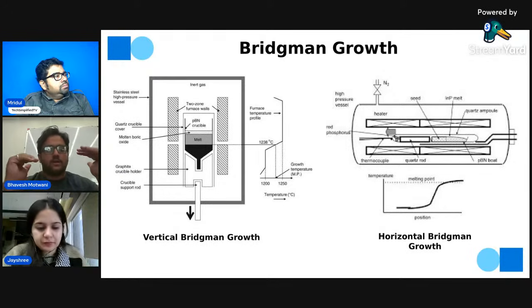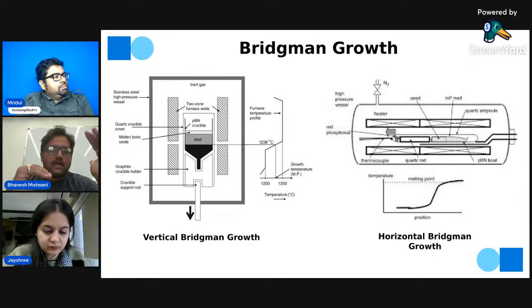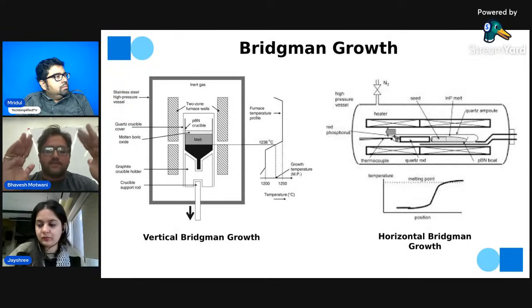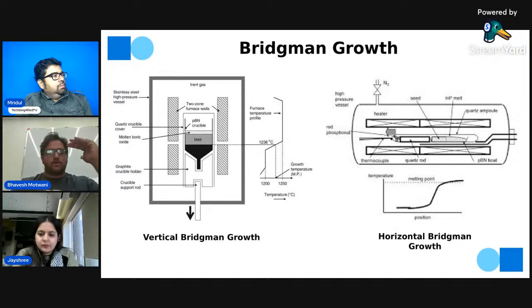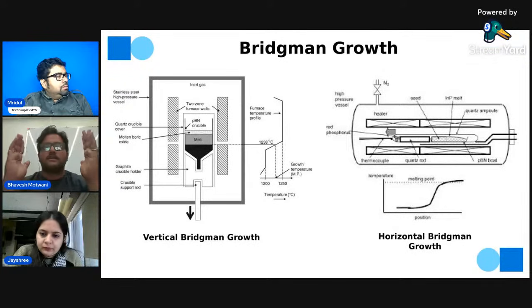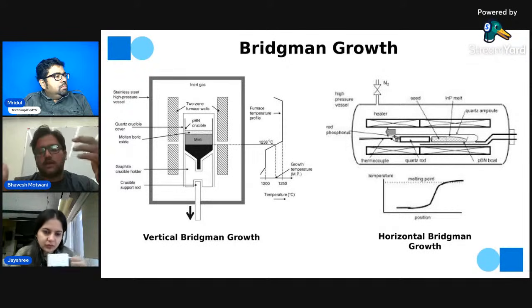So it is very much easy to make compound semiconductor wafers, and it can be done in both vertical and horizontal ways. In vertical, the top side is the hot zone and the bottom side is the cold zone, whereas in the horizontal, the left side is hot and the right side can be cold.